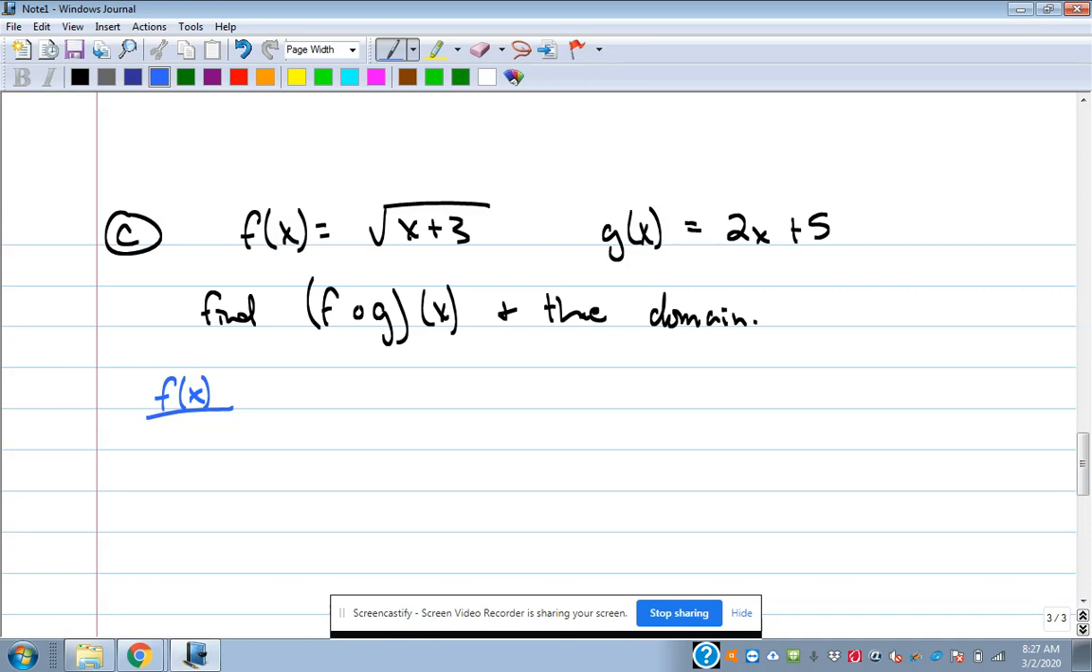Not just square numbers. We can take the square root of 8. We can take the square root of 1. We can take the square root of 2. Take the square root of 0. What kind of numbers can we not take the square root of without it getting weird? Negatives. So set x plus 3 greater than or equal to 0. Solve that. So x got to be greater than or equal to negative 3.